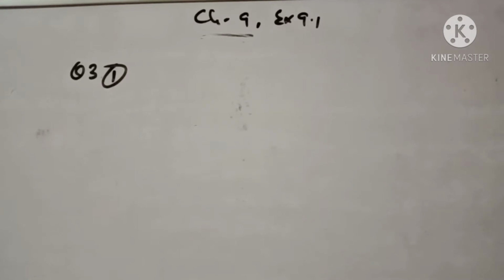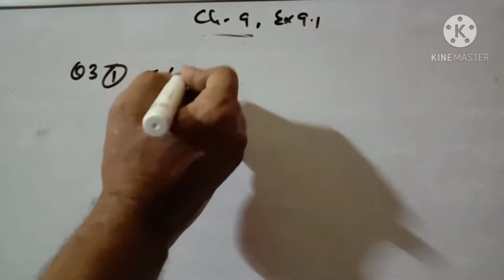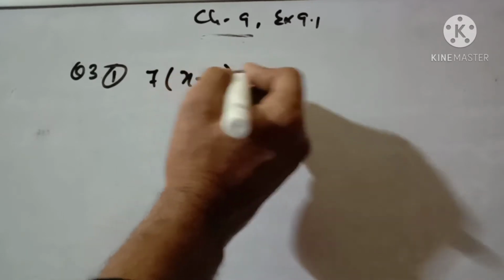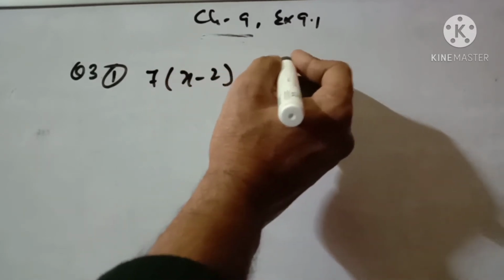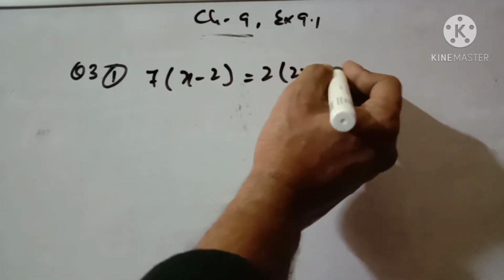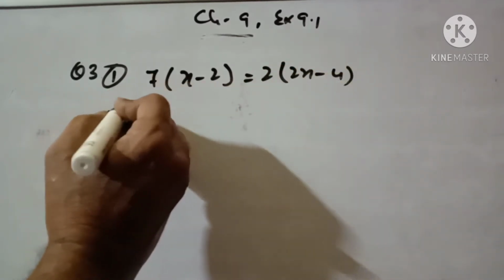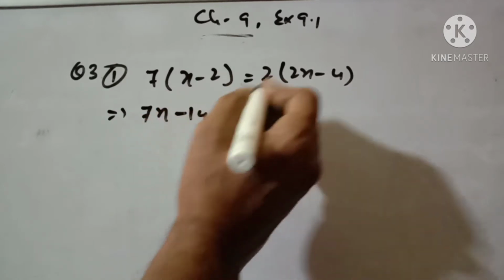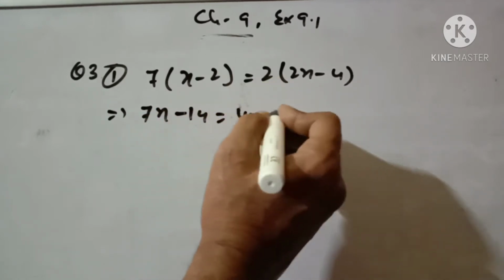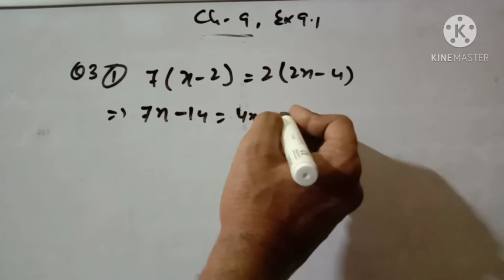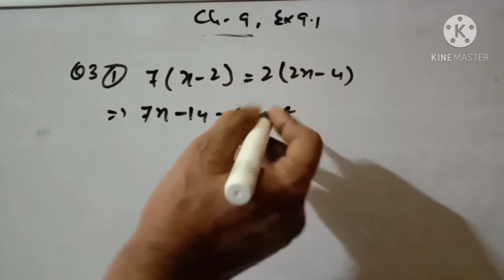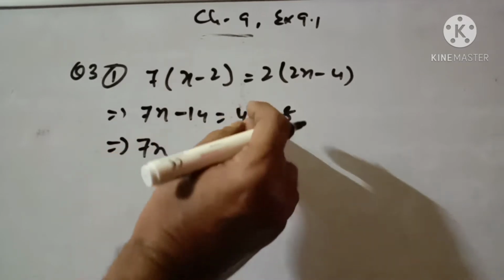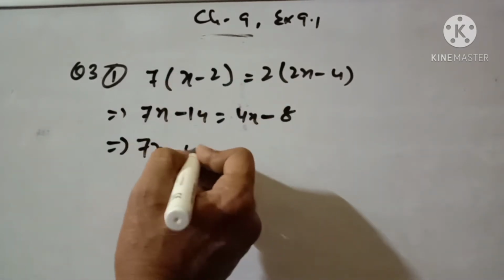Yes, question number 3. First it is given 7 within bracket x minus 2 equal to 2 into 2x minus 4. So first of all we have to do 7 into x, 7x, 7 into minus 2, minus 14. 2 into 2x, 4x, and 2 into minus 4, that is minus 8.